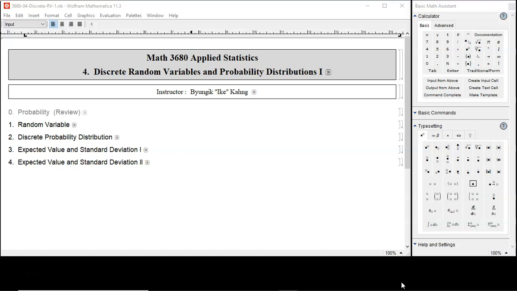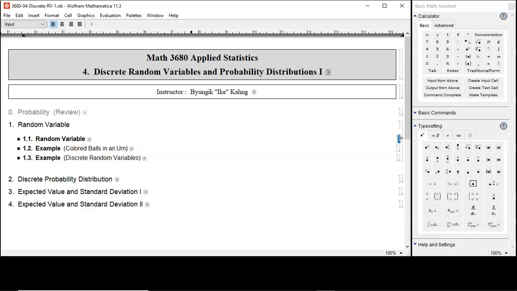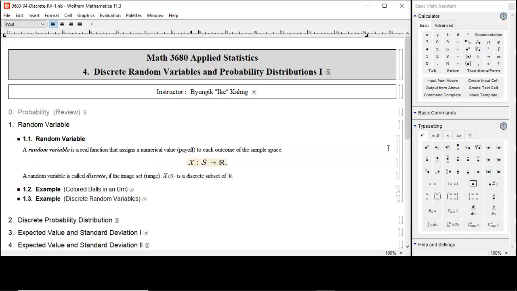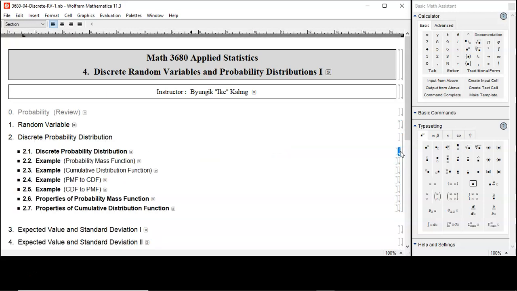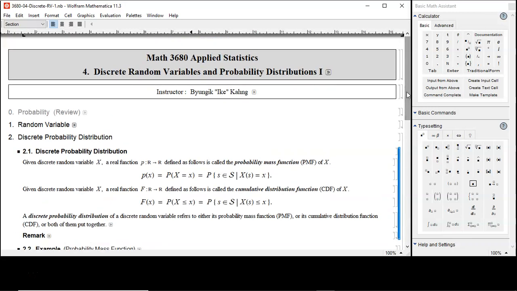Hello students, welcome back. Previously we discussed what a random variable is and then went through some examples, and then finally we discussed the so-called discrete probability distribution. I have a nice explanation, yes, to a certain degree. However, that explanation brought about two more questions.